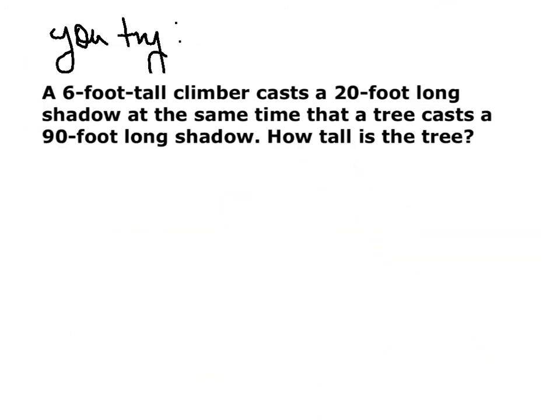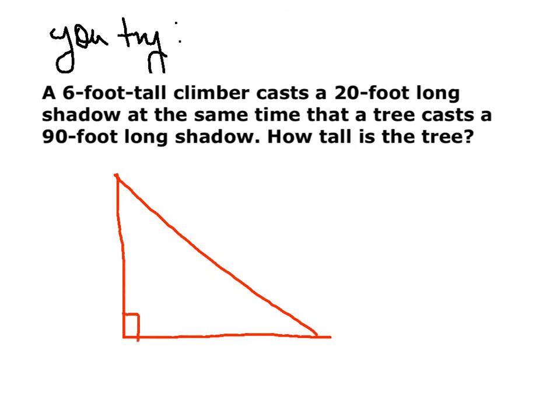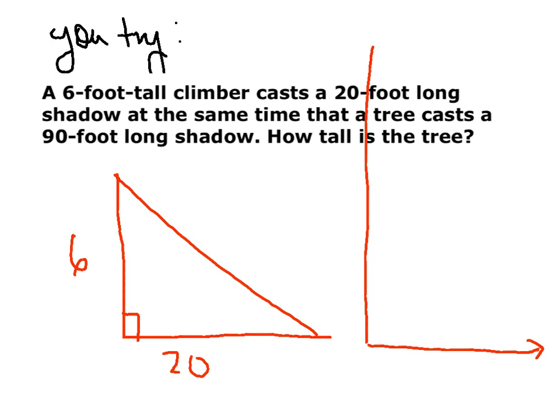Let's try the next one. A 6-foot tall climber casts a 20-foot long shadow at the same time that a tree casts a 90-foot long shadow. How long is the tree? So we have a guy who's 6 foot tall, 20-foot long shadow, 90-degree angle. And a tree is going to be taller. Love my drawings again.